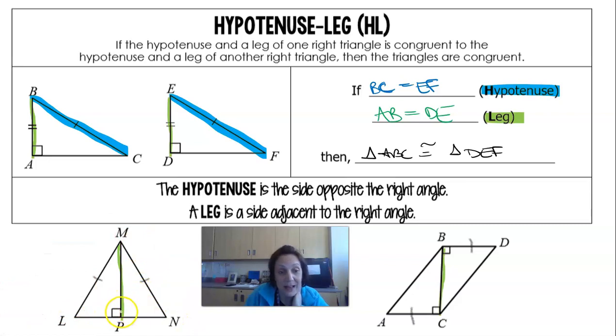So notice the sides that make up the right angle, those are the legs, right? So this green side right here helps to make up this right angle. So it's a leg. Over here, this green side helps to make up the right angle. It's not across from the right angle, it makes it up. So that's a leg. So those green sides that I labeled, those shared sides, those are legs.